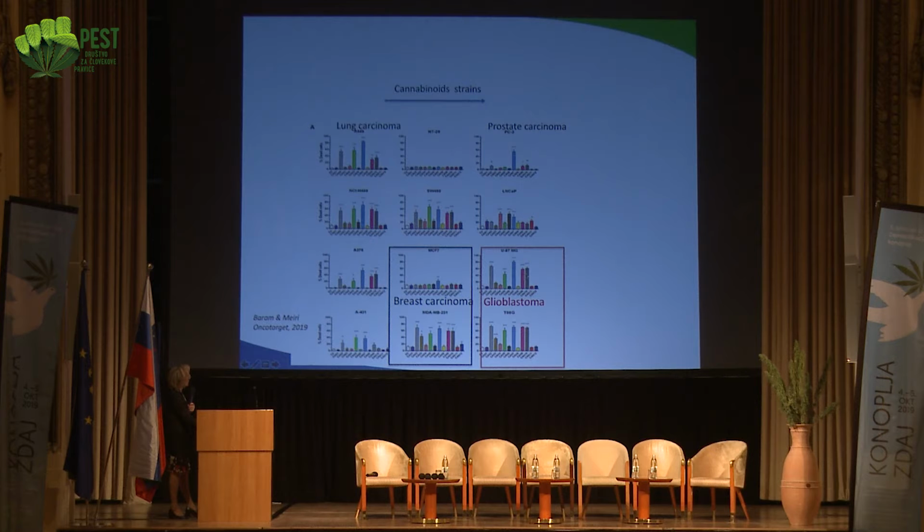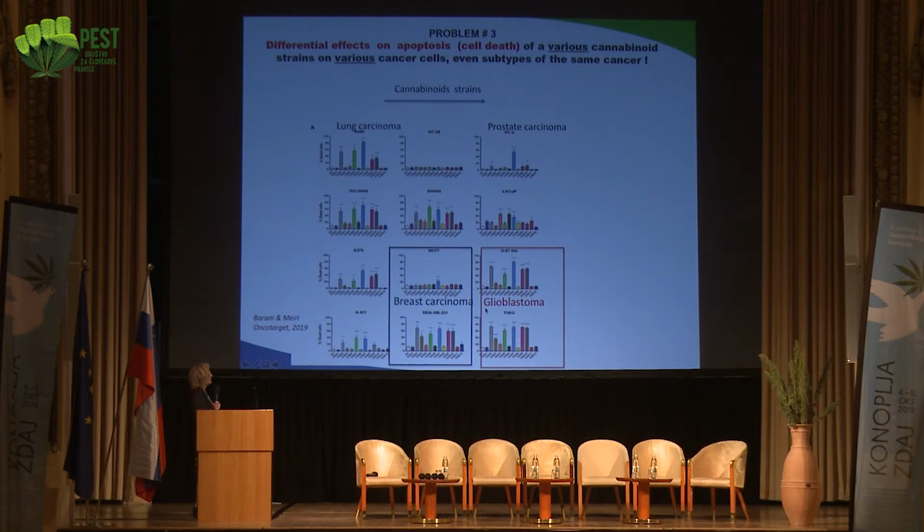Now, for glioblastoma, it's about the same, so even the same tumor can be very, very different, and this, of course, is problem number 3. Namely, the same type of tumor would not respond the same. And you probably all know that in breast cancer, there are 12 or even more types and subtypes. In glioblastoma, there are 4 different subtypes, as I will show you in a minute.